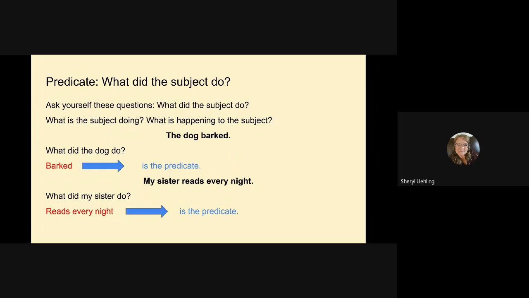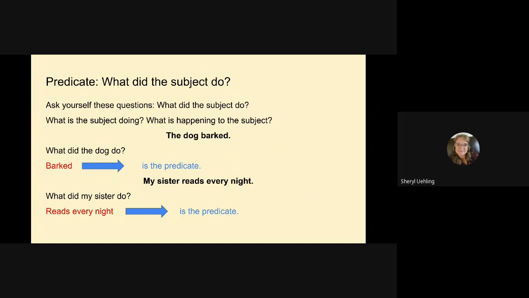Now, the other part of the sentence is the predicate. And that simply is, what did the subject do? We can ask these questions. What did the subject do? What is the subject doing? What is happening to the subject? Our sentence was, the dog barked. What did the dog do? Barked. Barked is the predicate of the sentence.